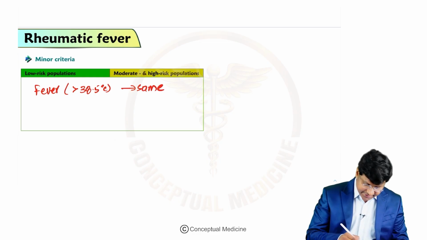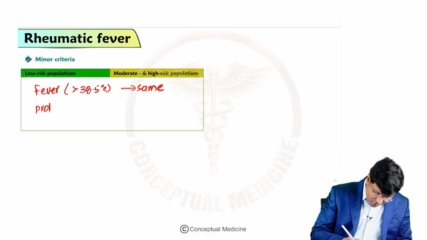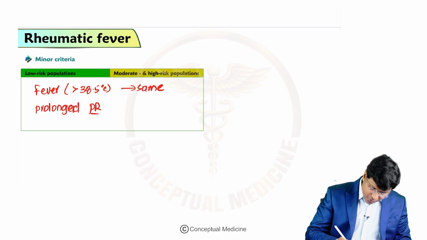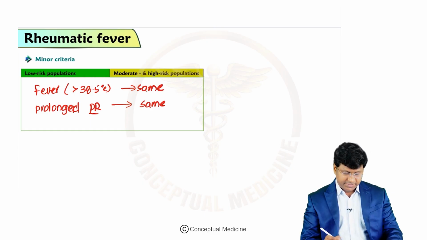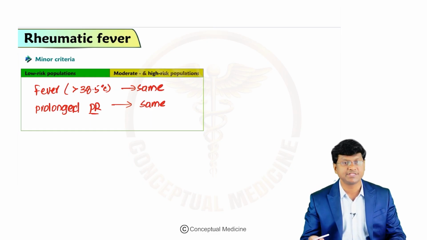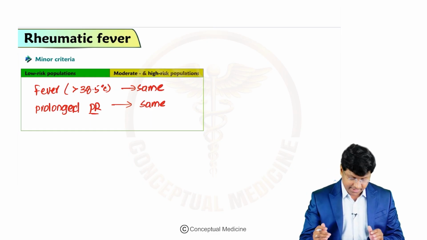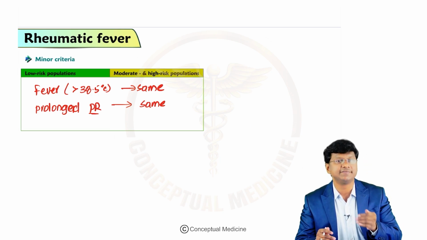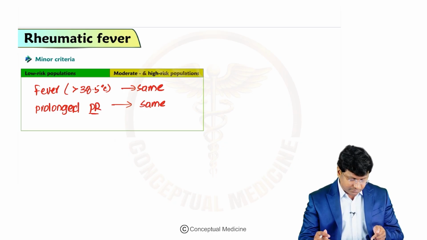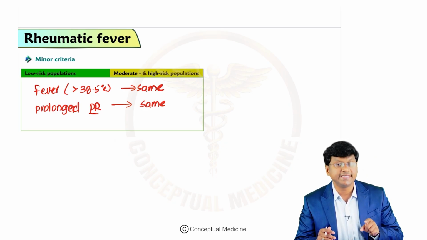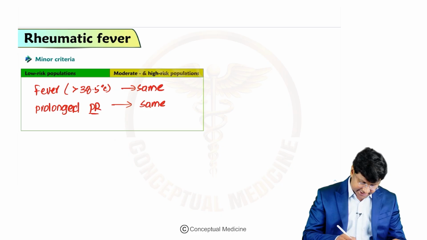And apart from that, the presence of the prolonged PR interval. This is also the same in high risk population. But what are the differences? In case of low risk population, it is polyarthralgia.